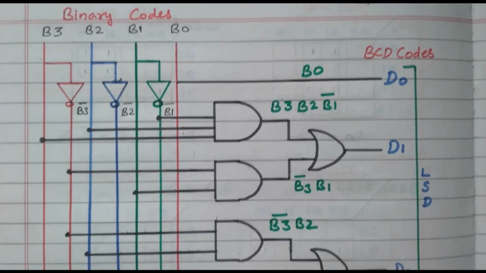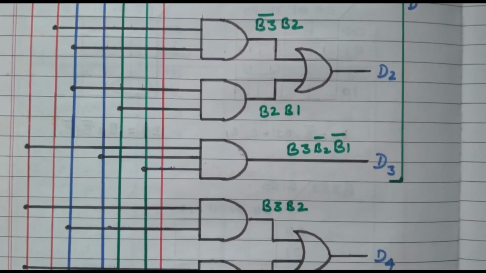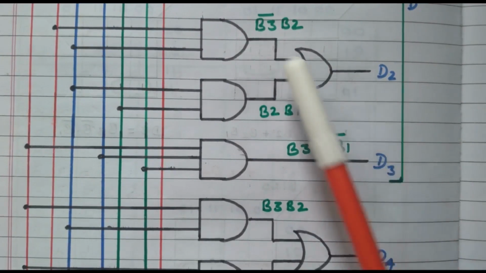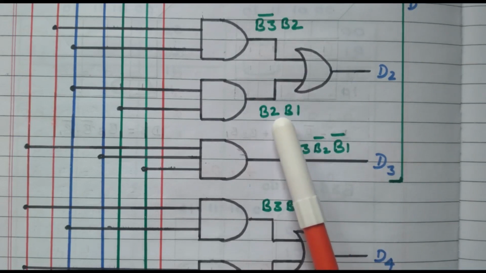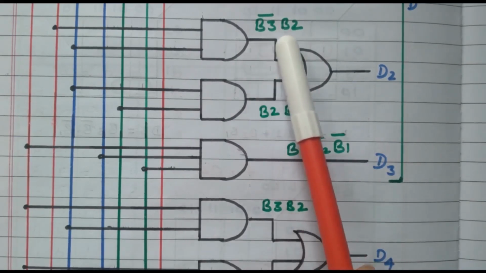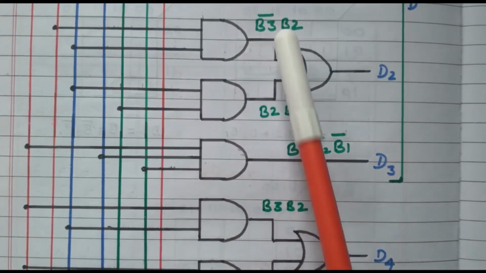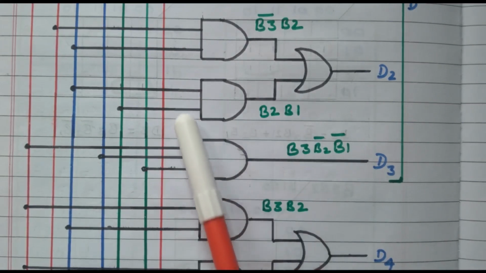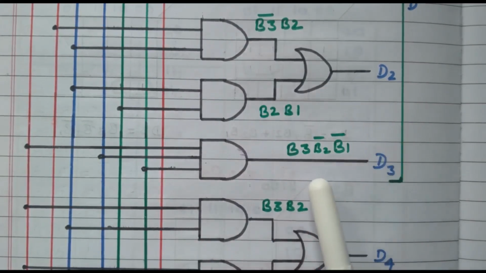Now we'll go to D2 and D3. D2 is nothing but B3' B2 plus B2 B1. These two are added by this OR gate. How to get B3' and B2? By the AND gate. This B3' and B2 is connected, so we got this value. Similarly, here B1 and B2 are connected, so we got this value. These two are added by this OR gate.